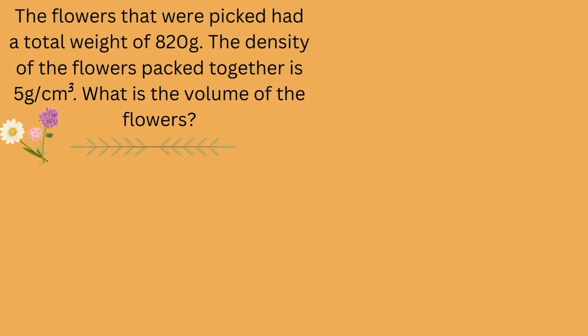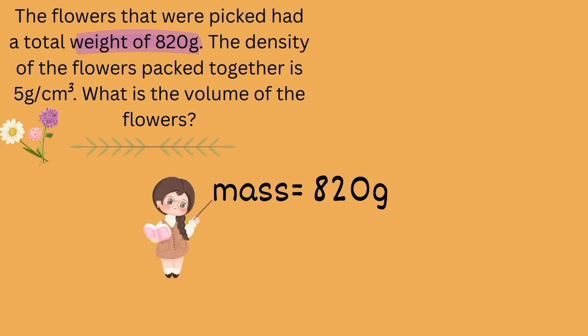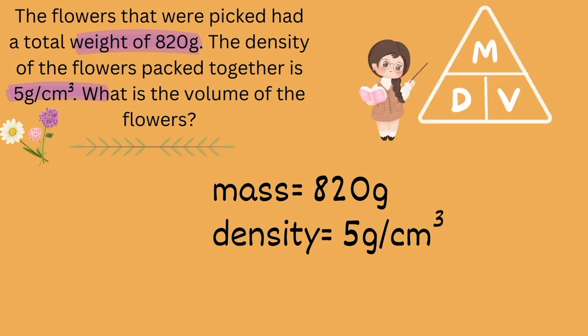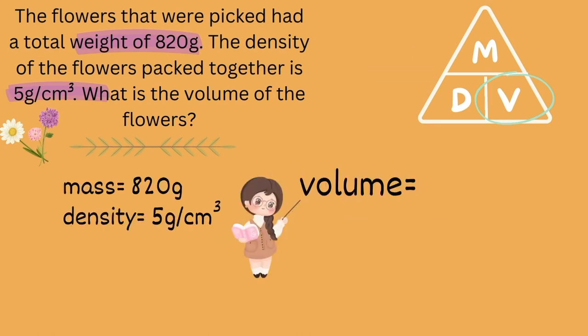The flowers that were picked had a total weight of 820 grams. The density of the flowers packed together is 5 grams over centimeters cube. What is the volume of the flowers? Well, we're given the weight that is translated to a mass of 820 grams, and we're given the density of 5 grams per cubic centimeter. We just need to find the volume. So if we look at our pyramid, to find the volume, we divide mass by density.